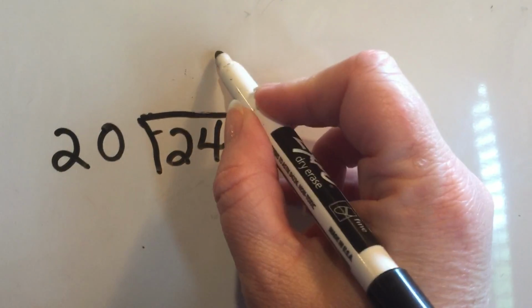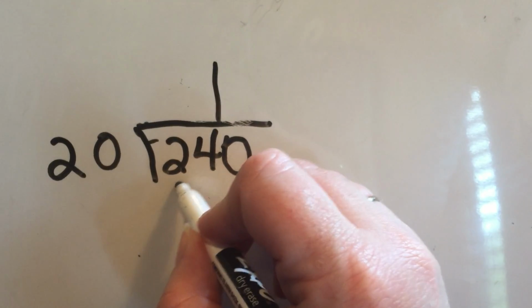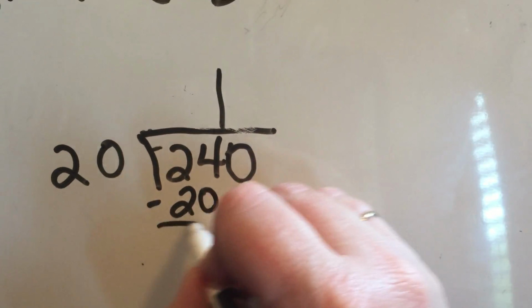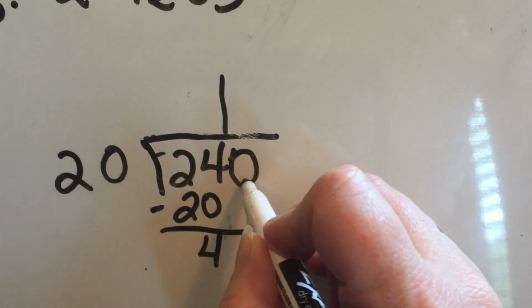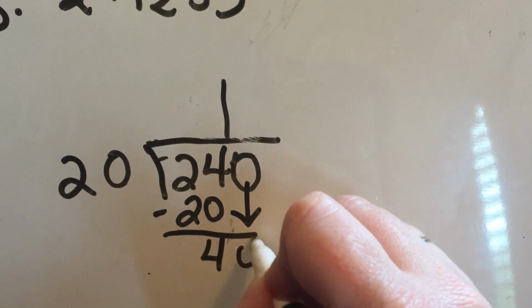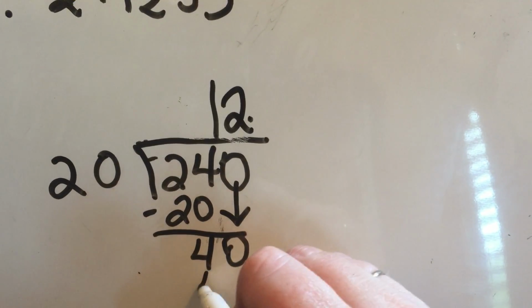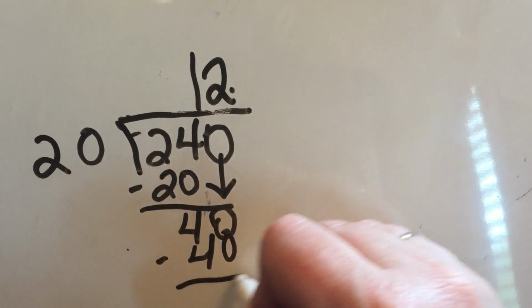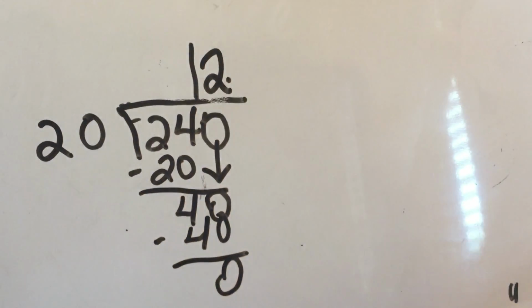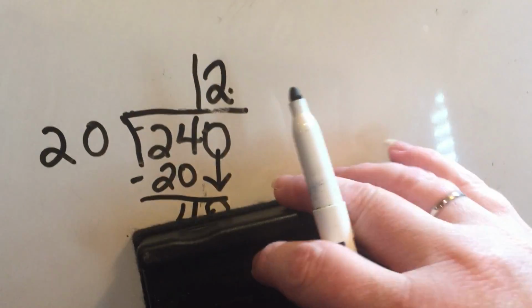20 goes into 24 one time. 1 times 20 is 20. Subtract. Bring down your 0. 20 goes into 42 times. 2 times 20 is 40. Okay. So the answer to that is 12.